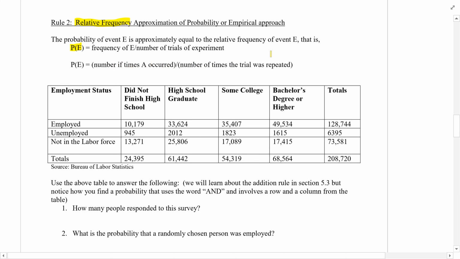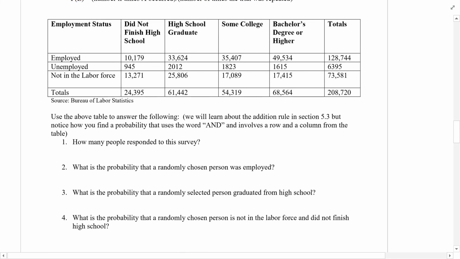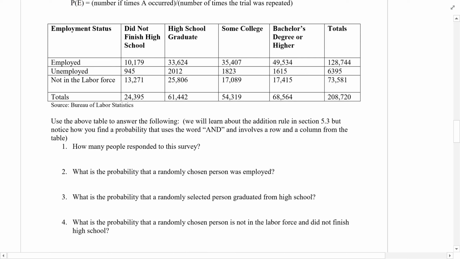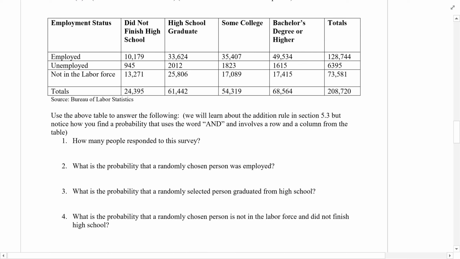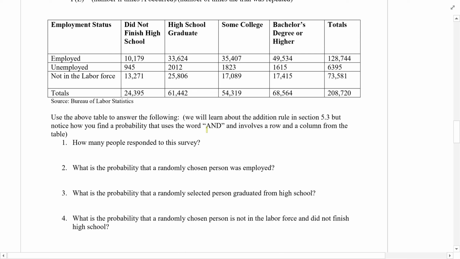So let's do an example. This is a survey of labor statistics here. Let's use that to answer the following questions. And we're going to pay particular attention to the N here. Later, we're going to use the N rule again from 5.3, but let's pay attention to the N. What does it mean in the table?